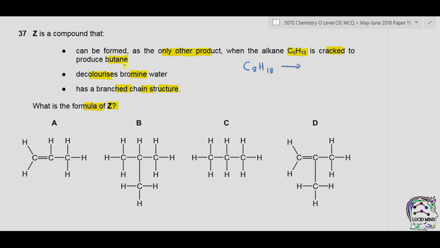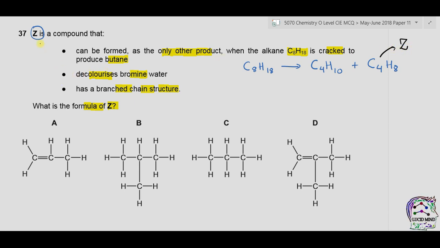Now when it is cracked, it forms butane. Butane is a 4-carbon alkane having 4 carbon atoms and 10 hydrogen atoms. Now the other product is Z. Let's find out the number of carbon atoms. We had 8 carbons, out of which 4 carbons are formed in this product. So 4 carbon atoms are left. We had 18 hydrogen atoms, out of which 10 are consumed. So we have 8 hydrogen atoms left. So this is compound Z.